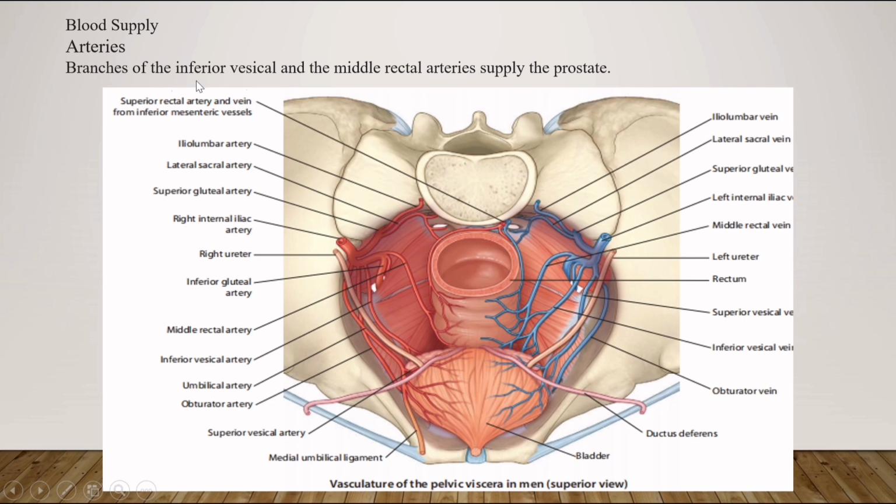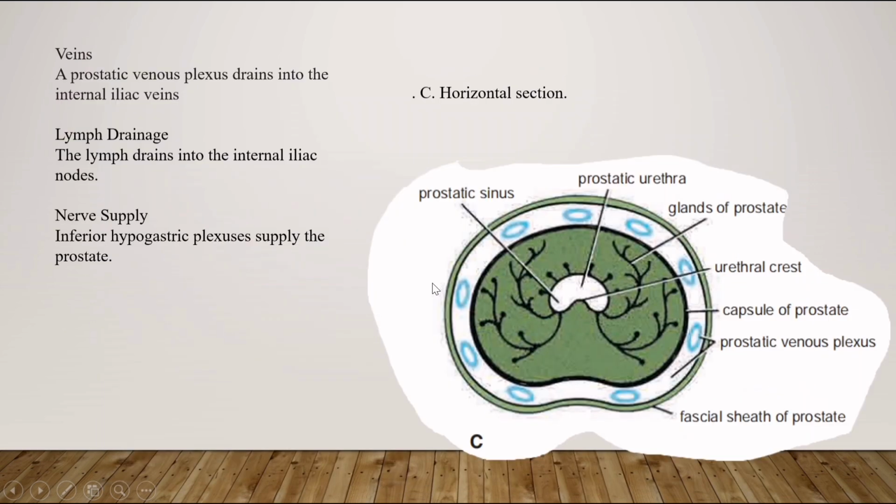Now blood supply is from the inferior vesical artery and the middle rectal artery, which are branches of the internal iliac artery. Done. Venous drainage is from the prostatic venous plexus, which ultimately drains into the internal iliac veins. Then lymphatic drainage will follow the vessels to the internal iliac nodes. The nerve supply is from the inferior hypogastric plexus, since it's a what? Pelvic organ. It's an organ found in the pelvic cavity. So its nerve supply is from the inferior hypogastric plexus. It's autonomic. You don't have to think to secrete things into your blood.